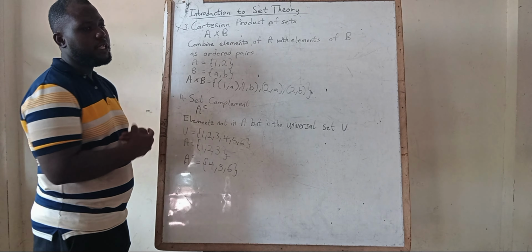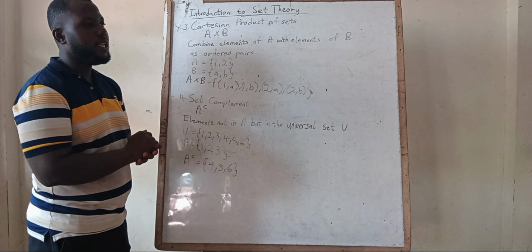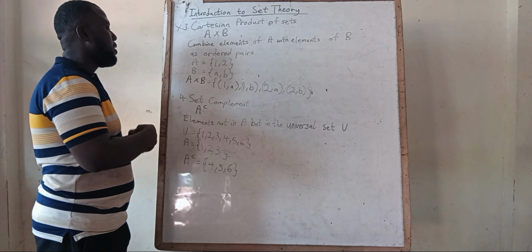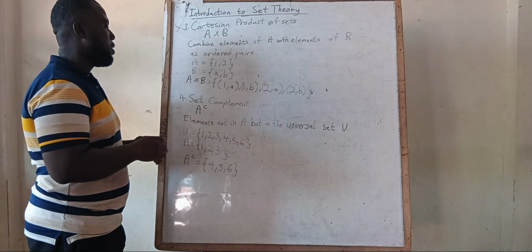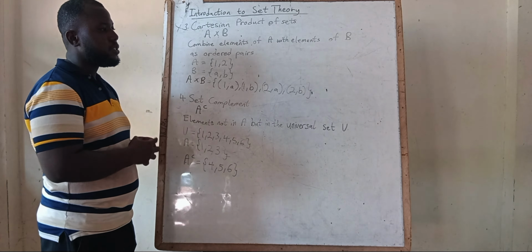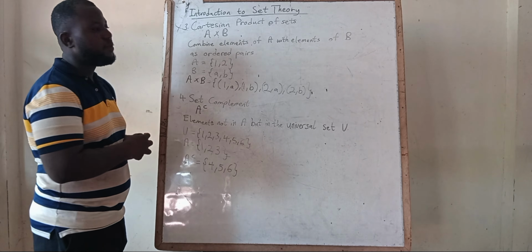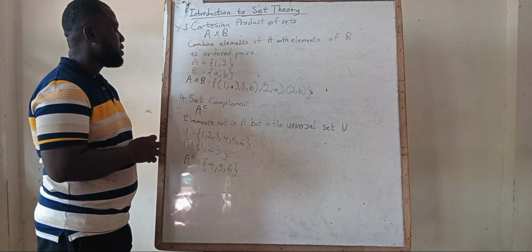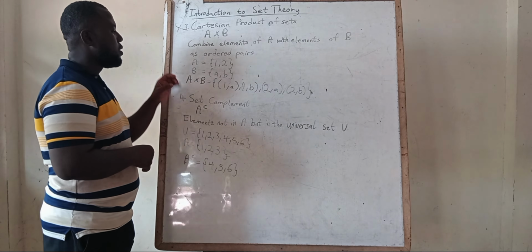So in ordered pairs, you make sure that you take an element in A and an element in B. Then you group them, putting them into brackets to form your new set, which becomes the Cartesian product of the sets. So to find the Cartesian product of A and B, this is how you do it.